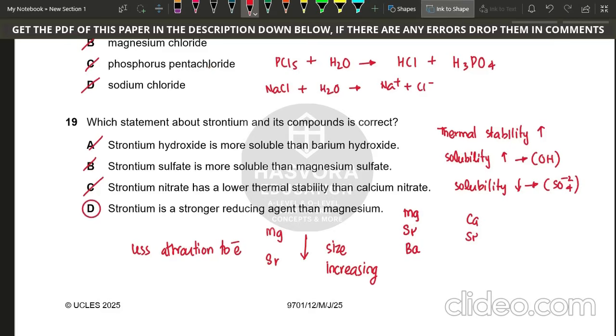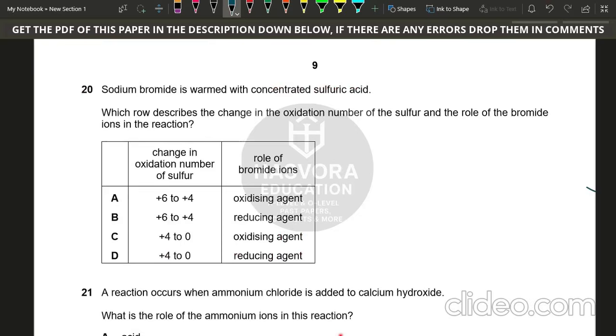Let's move on to MCQ 20. So question number 20 says that sodium bromide is warmed with concentrated sulfuric acid, which describes the change in the oxidation number of the sulfur and the role of bromide ions in the reaction. Now this is the reaction of halide ions with the sulfuric acid.